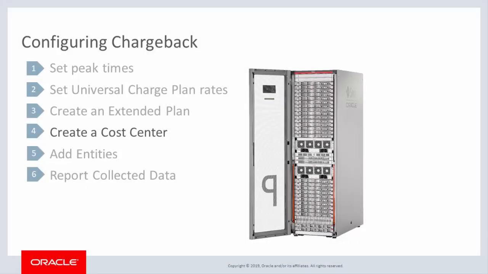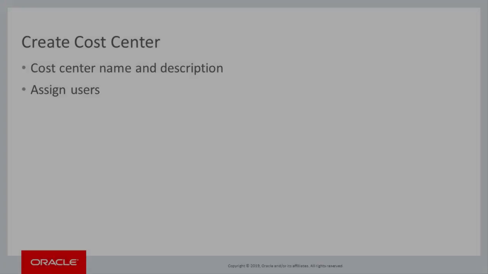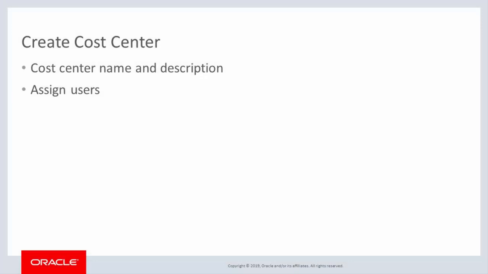Up to now, we set peak times, updated a revision to the universal charge plan for CPU, memory, and storage, and added an extended charge plan to charge for high availability, which is an option that can be set for a VM. Next, we create a cost center. You create the cost center to aggregate charges calculated against the universal and extended chargeback plans. You will have to supply a cost center name and a description.